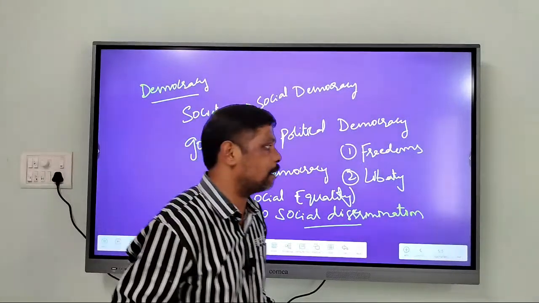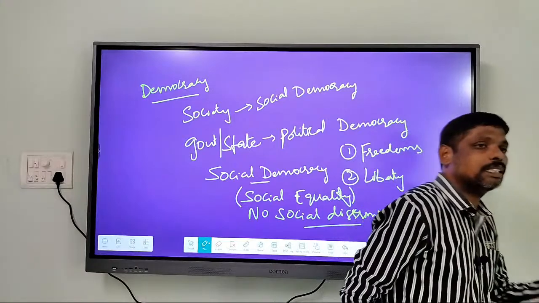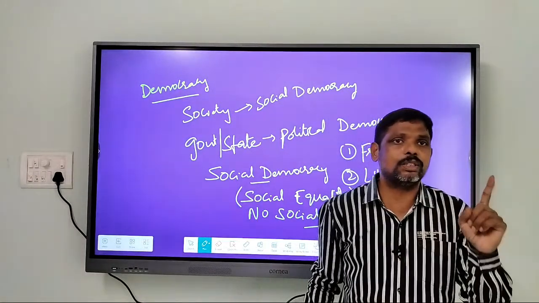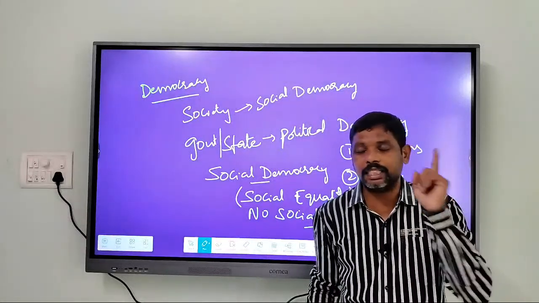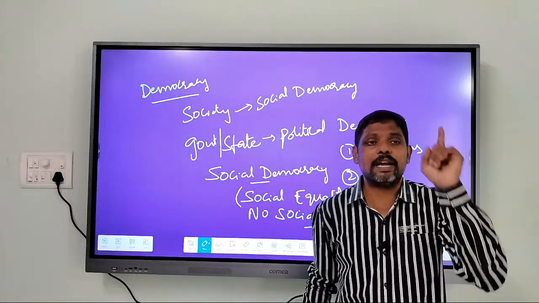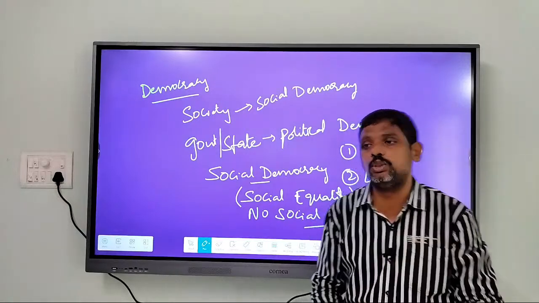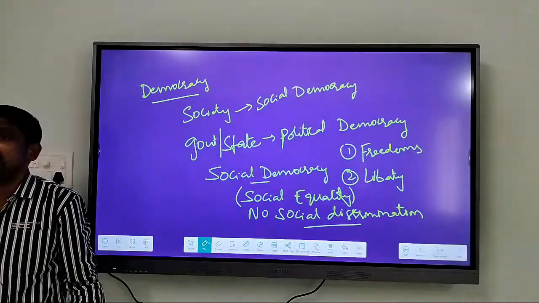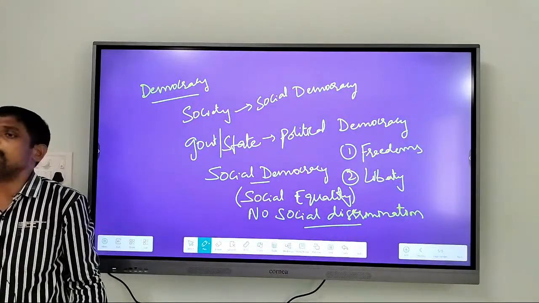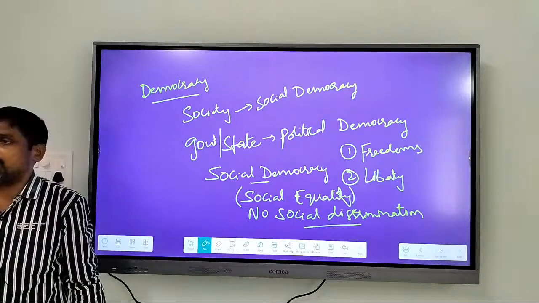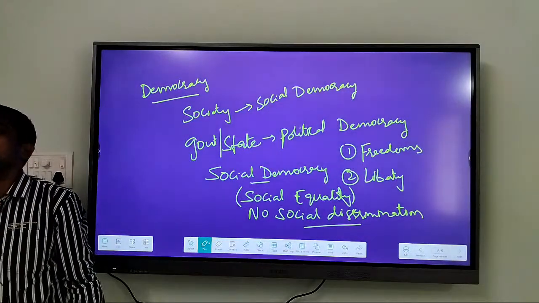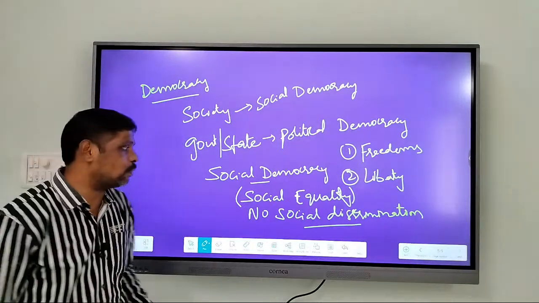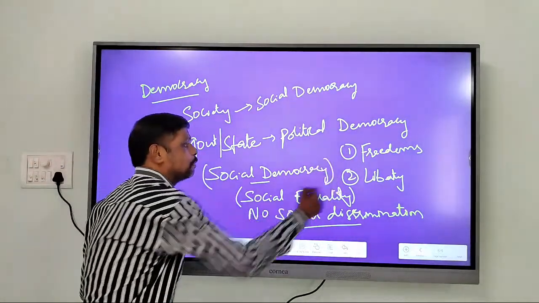So, according to B.R. Ambedkar, social democracy is a precondition for political democracy. Social democracy is essential. It is the primary right of every individual. That means without equality, there is no meaning in having political democracy. So, that is what social democracy means.